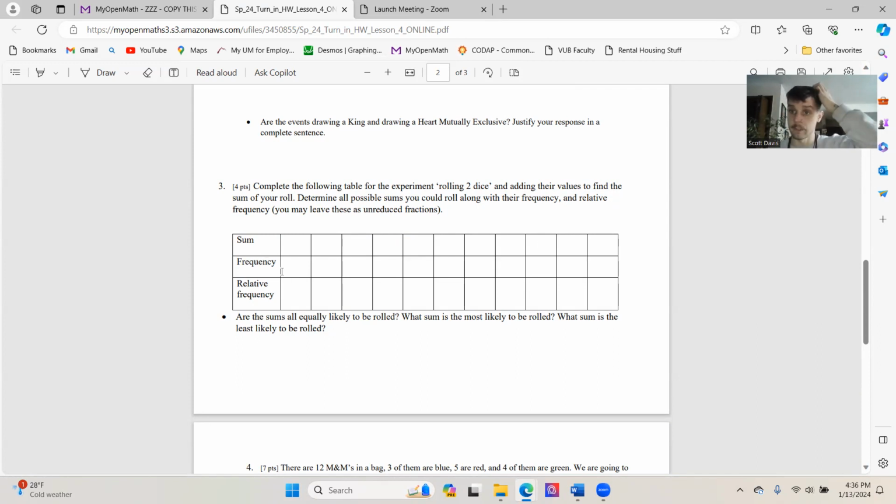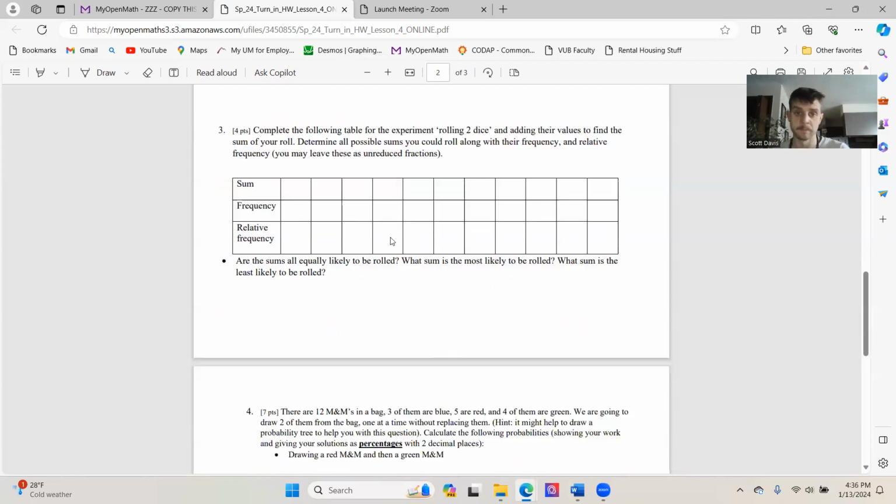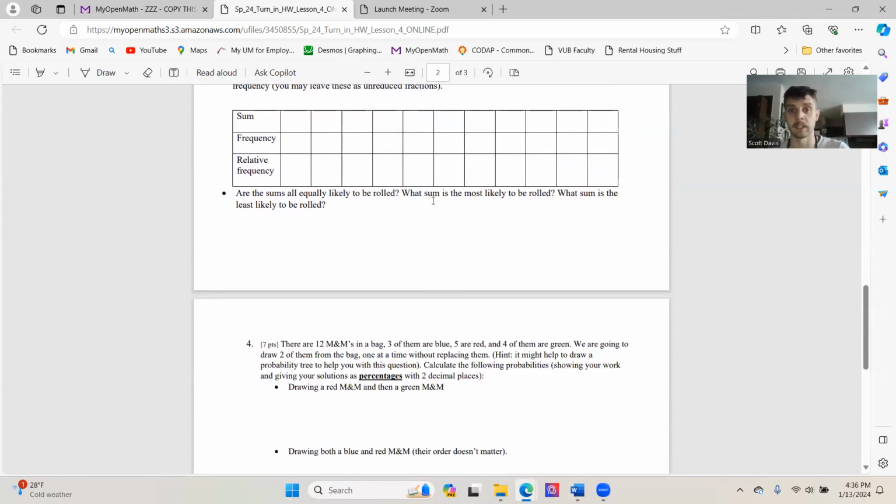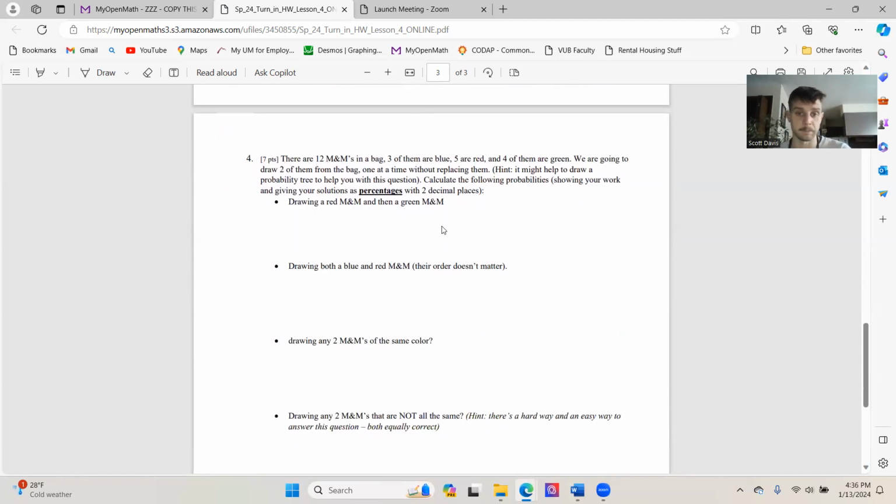And consider every single possible outcome. So again, if you want to Google sample space for rolling 2 dice, that might help you see all of the different outcomes. So then the frequency is just how many times does a sum of 2 show up? How many times does a sum of 3 and 4? And then the relative frequency is what percentage of the time would I expect to roll a 2 or a 3 or a 4, for example, right? Are all of those sums equally likely to be rolled? What's the most likely outcome and what is the least likely?